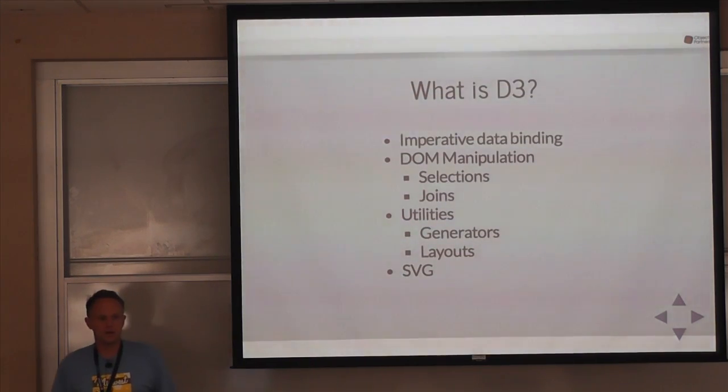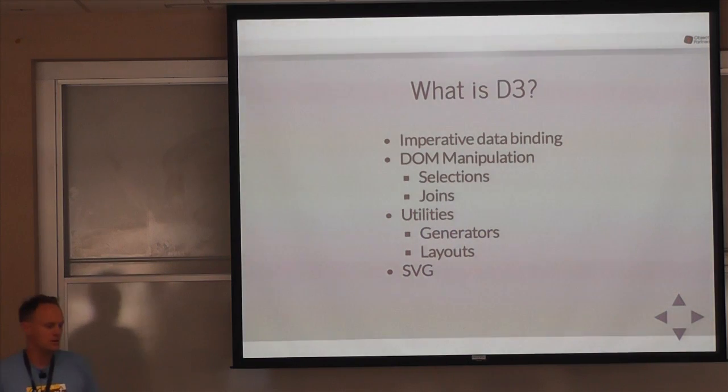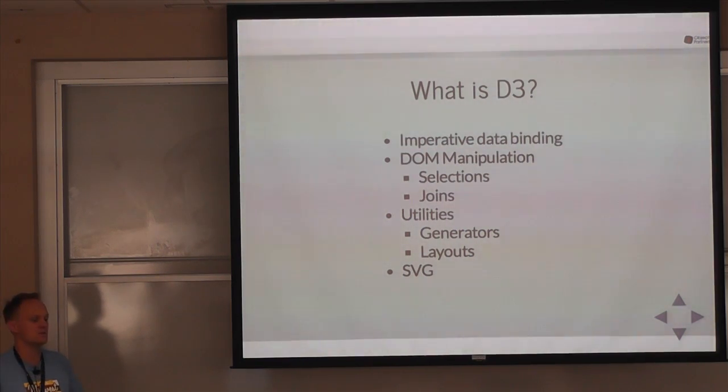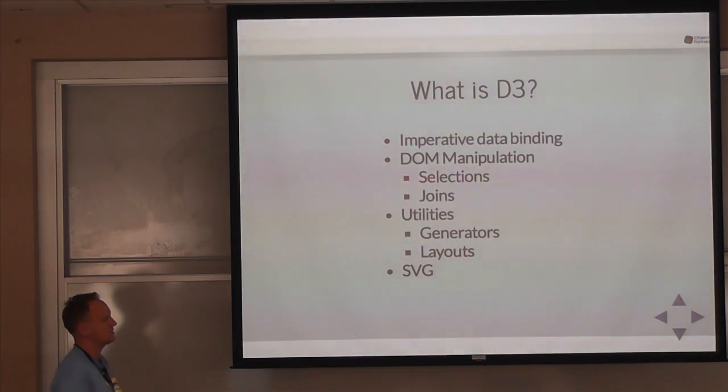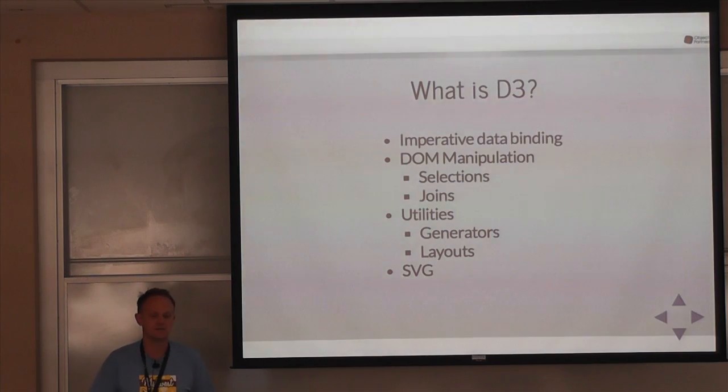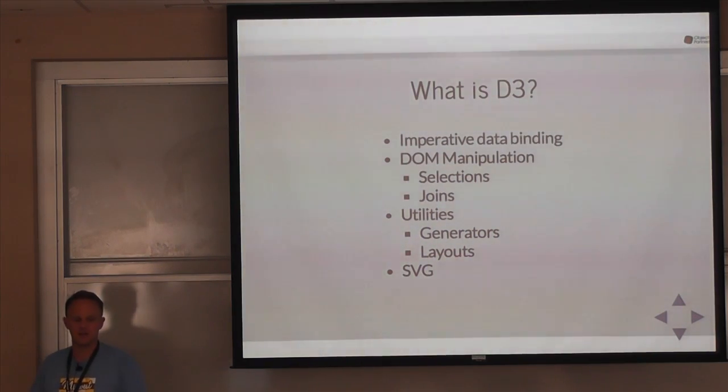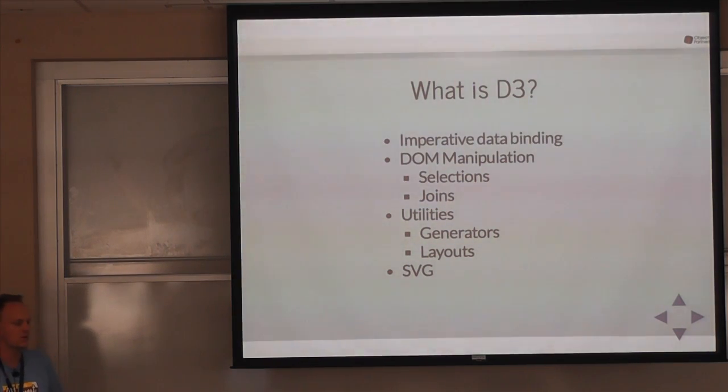This is a really quick description of D3. D3 stands for data-driven documents. It uses what I call imperative data binding. This is in contrast to Angular. Angular and D3 are both based off the idea of binding data to your DOM and manipulating your DOM by manipulating your data, but they do it completely differently.